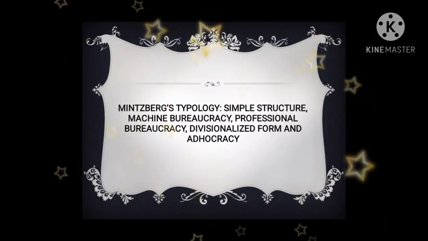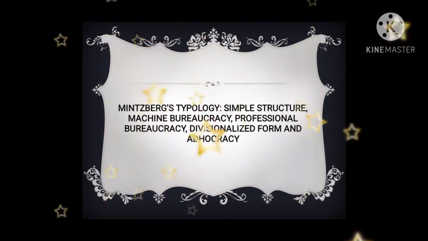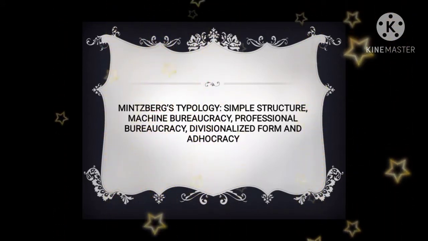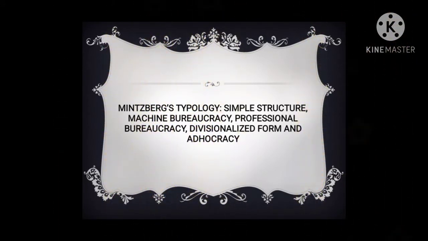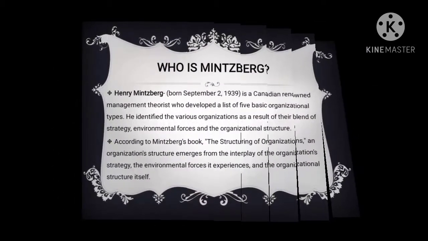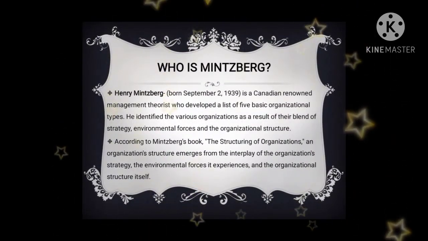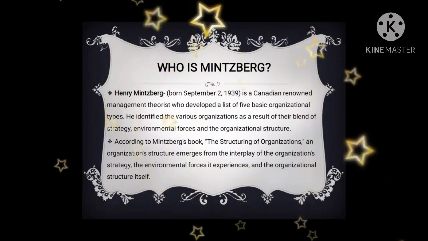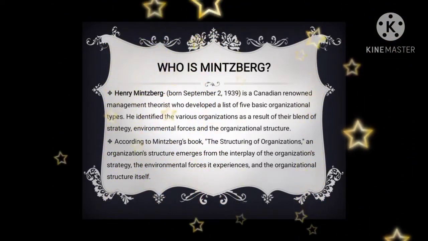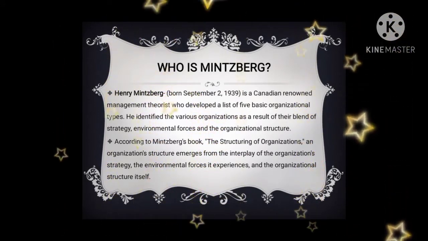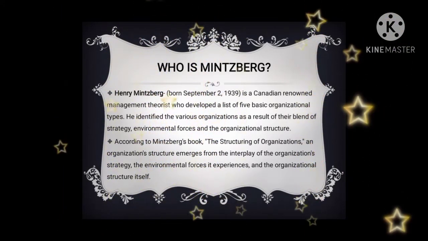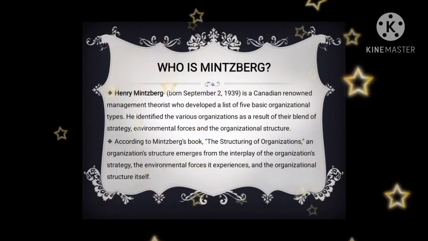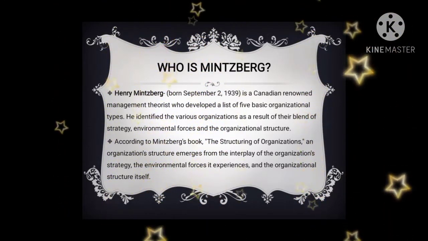Mintzberg typology was divided into five. We have simple structure, machine bureaucracy, professional bureaucracy, divisionalized form, and adhocracy. Who is Mintzberg? Henry Mintzberg is a Canadian renowned management theorist who developed a list of five basic organizational types. He identified the various organizations as a result of their blend of strategy, environmental forces, and the organizational structure.